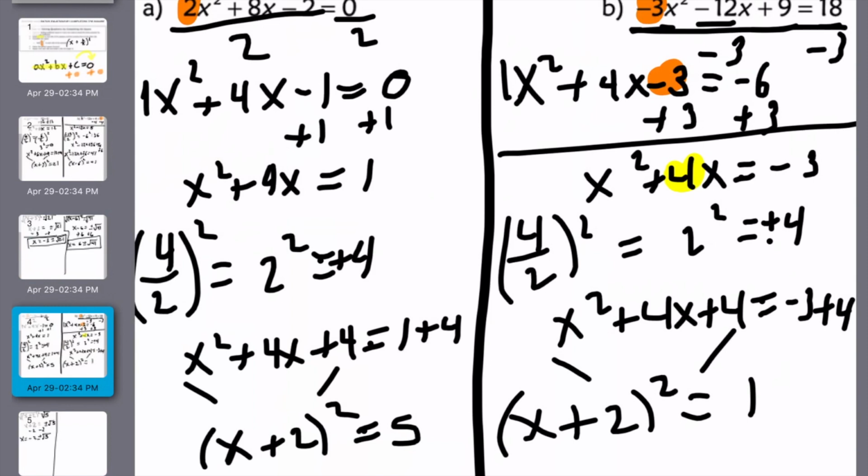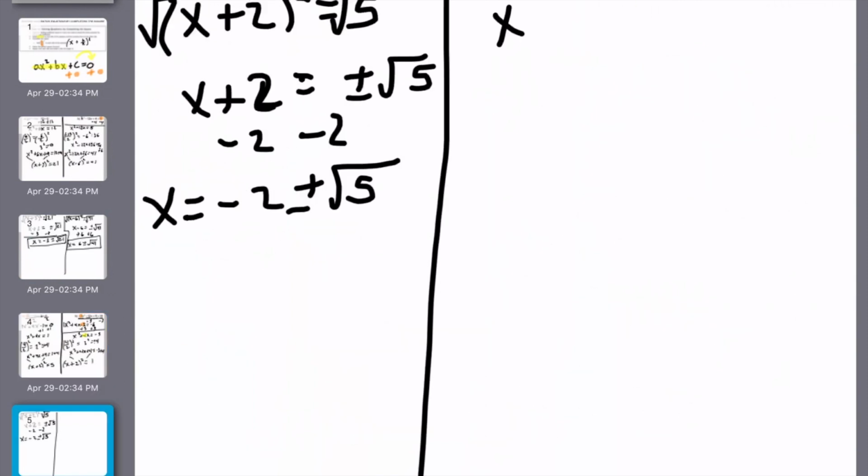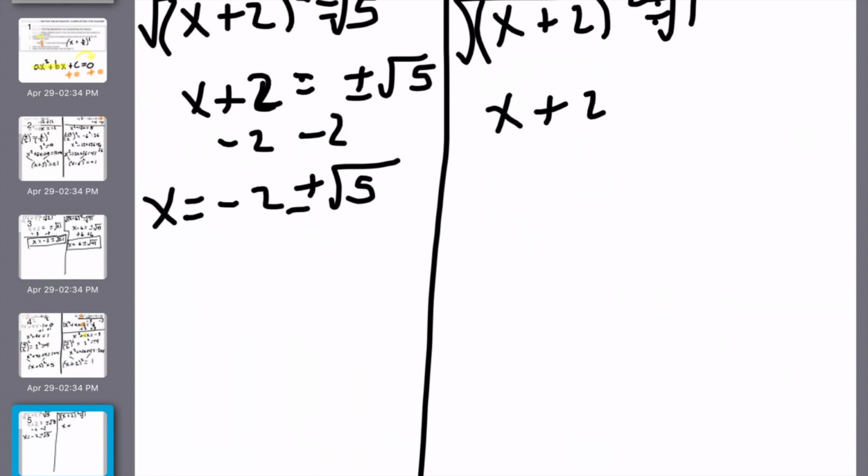Okay, so let's take this to the next slide. So I'm going to have (x plus 2) squared equals 1. Of course, I've got to take the square root of both sides. So I'm going to have x plus 2. And in fact, the square root of 1 is actually just 1, so this is plus or minus 1.